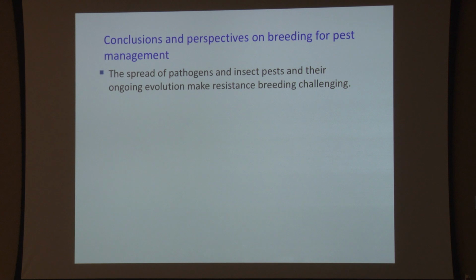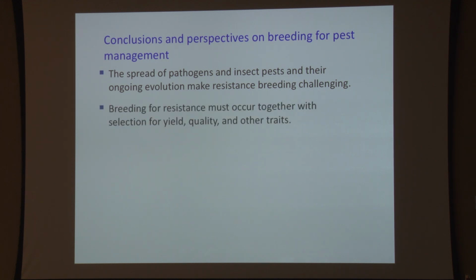Okay, so final slide, just some conclusions and perspectives. The spread of pathogens and insect pests and their ongoing evolution make resistance breeding challenging. Certainly with climate change, we can expect that this might even accelerate. Breeding for resistance must occur together with selection for yield, quality, and other traits. So it's not just something that a breeder can focus on completely, but has to keep the whole package in mind.